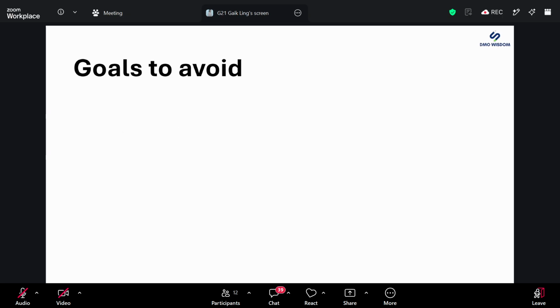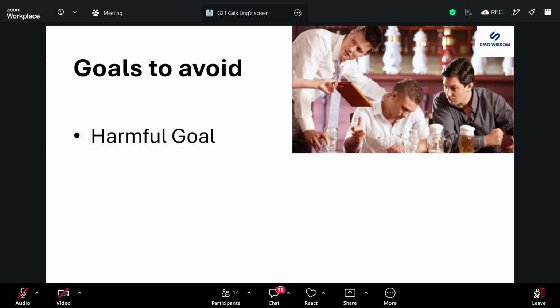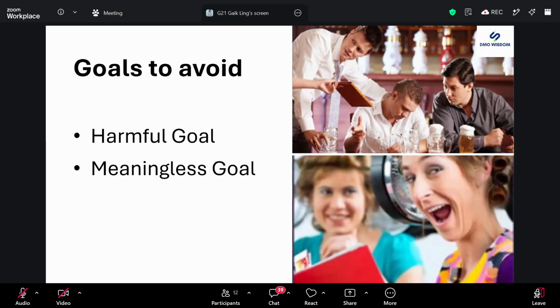Now, if we take a look at the goal, some goals can be harmful. A business success, where does the business success come from? Is it by, for example, selling alcohol? You lead your team, sell the most profitable things, but it could be harmful to people. So that is a harmful goal. Or it's something meaningless. You do a lot of things that don't help people. People are just wasting time scrolling through your Instagram or whatever.